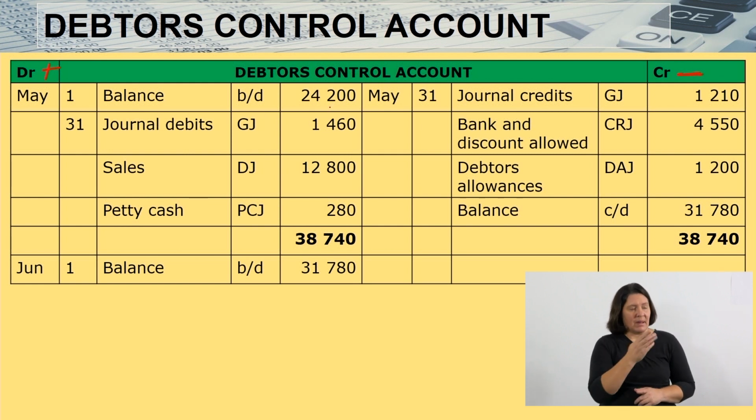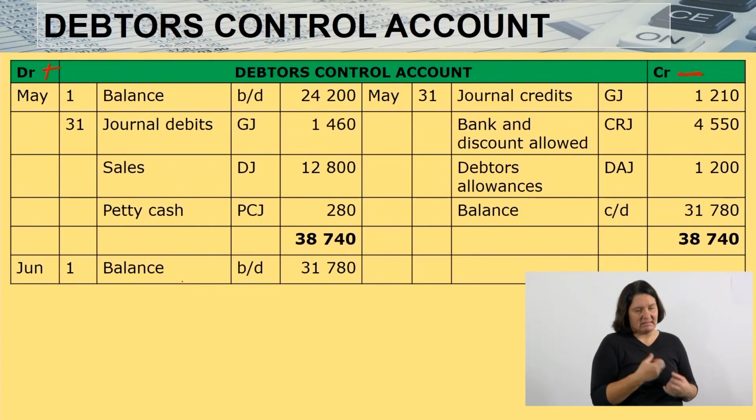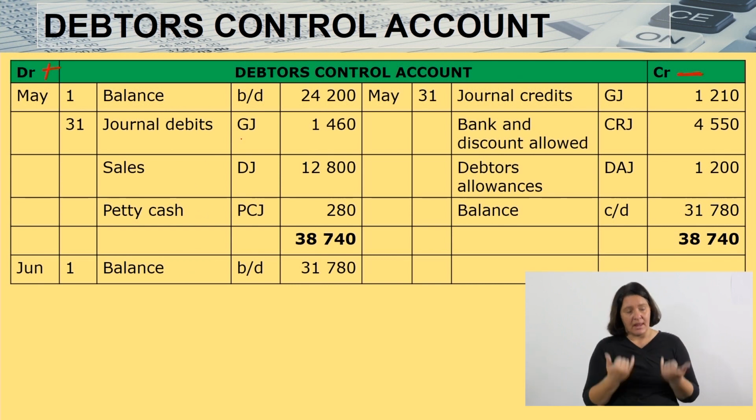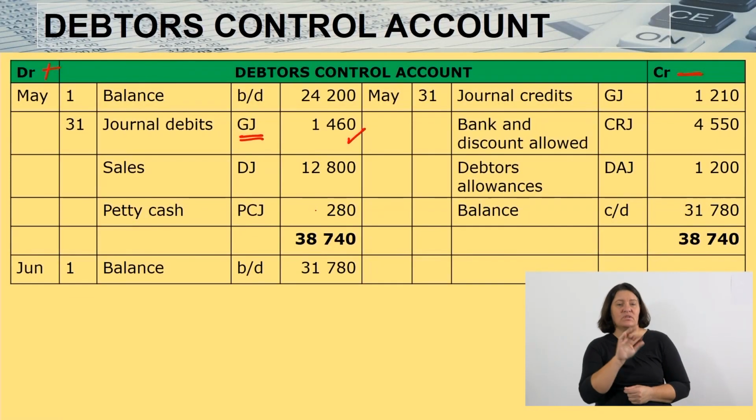Balance brought down 24,200. This is what our debtors owe us at the beginning of the month. With your general debits, these are amounts that we're posting from the general journal. This can include items such as interest that we've charged to our debtors. If our debtors do not pay on time, we charge them interest. That then forms part of your general debits. Remember, this is from your general journal. And here we have 1,460.